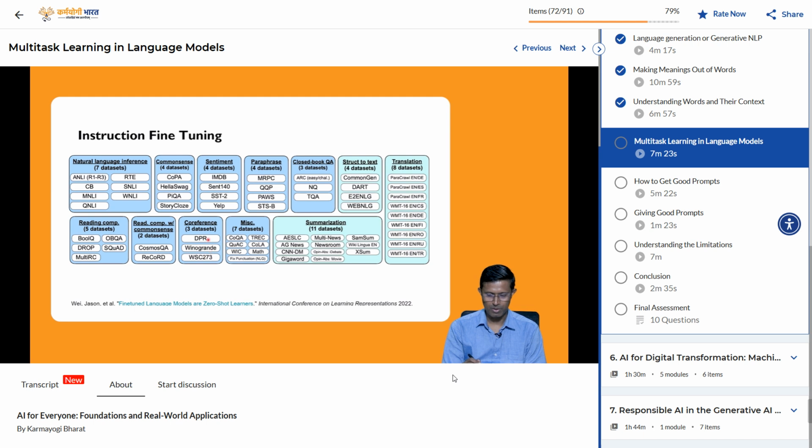So all of them are brought together. Paraphrase detection, or say a paraphrasing dataset, where each input is a pair. There is one passage and then the same passage is rewritten in a different way. So that is paraphrasing. Then question answering, structure to text, summarization, translation.